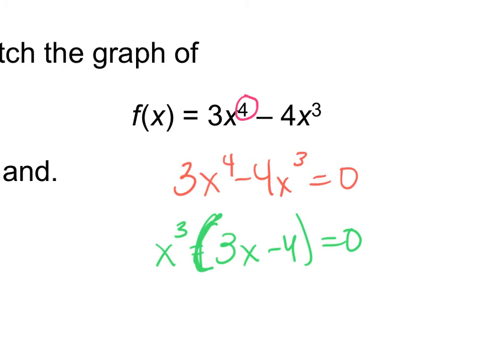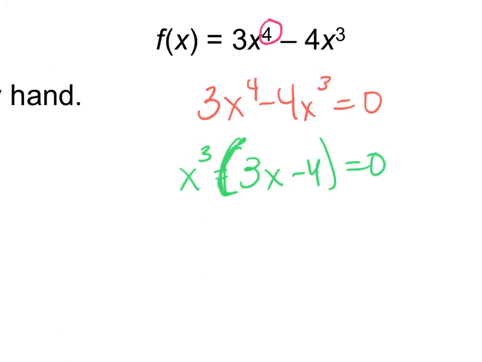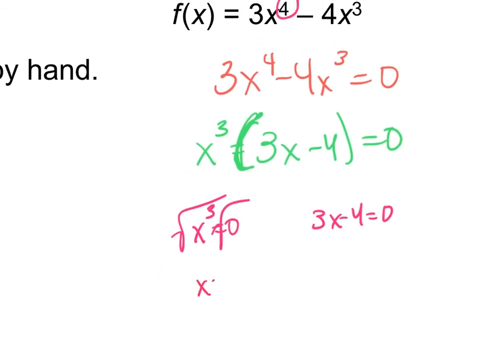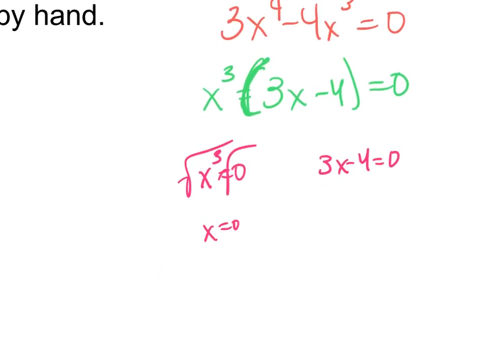4. I should have 4. So I'm going to say x cubed equals 0, and then I have 3x minus 4 equals 0. When I solve this, guys, the cube root of 0 is 0. X equals 0. I'm really getting that answer 3 times because 0 times 0 times 0 is 0. And over here, when I solve this, I get x equals 4 over 3.